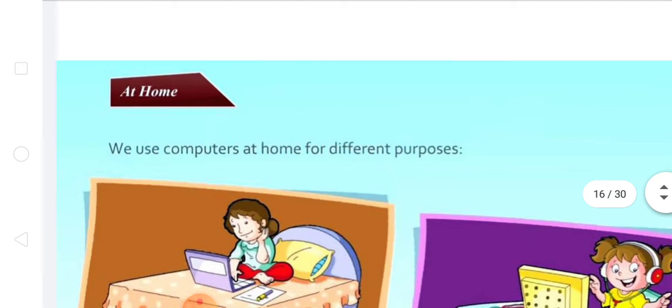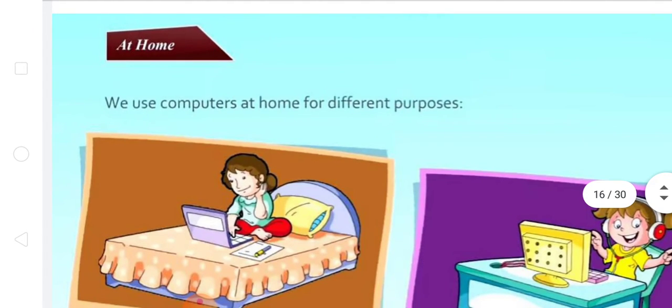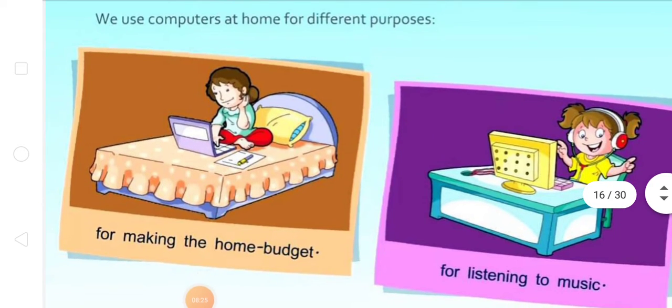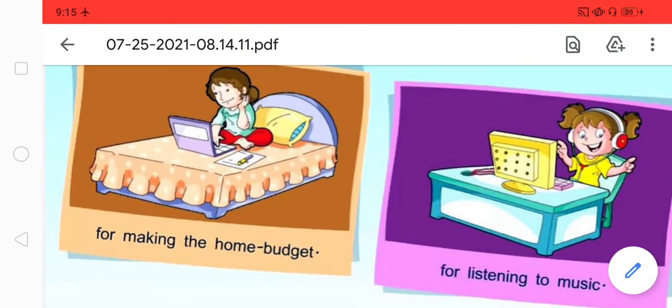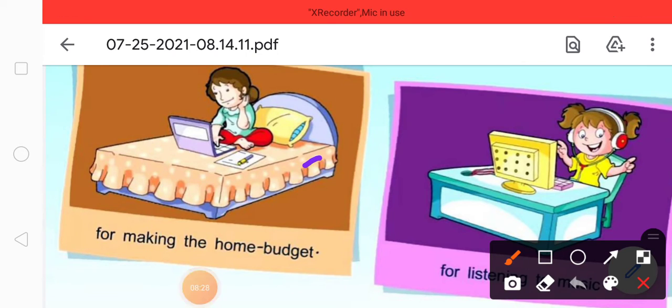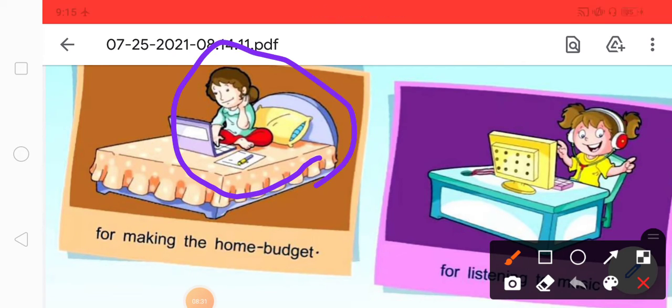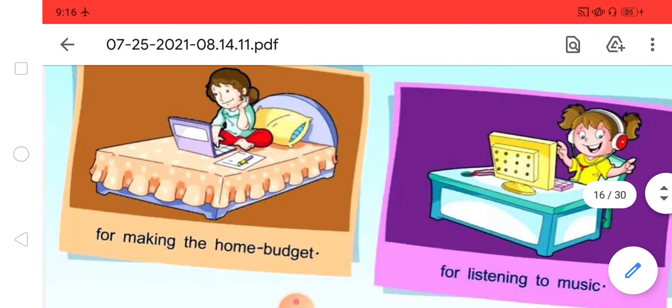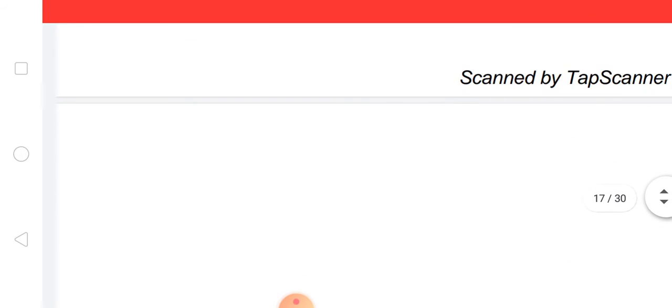So and in that page you see at home we also use computer for many purposes. So here you see your mom, or just a lady, your mom also doing work or making the home budget with the help of computer, okay. Then here you see the girl is listening to music with the help of computer at home, just like you, okay.